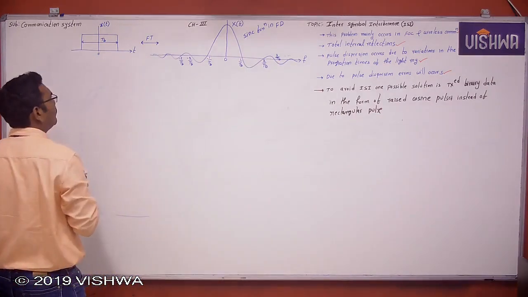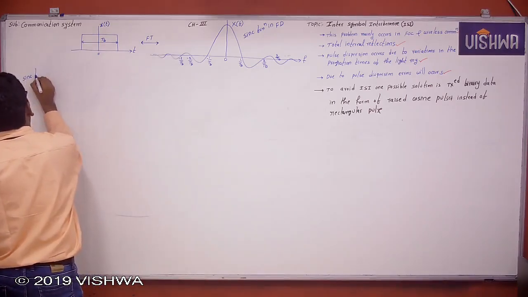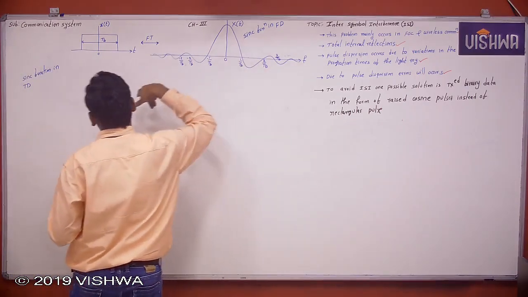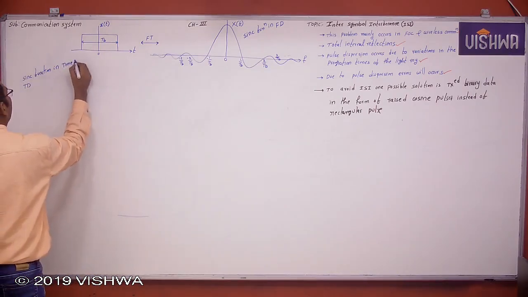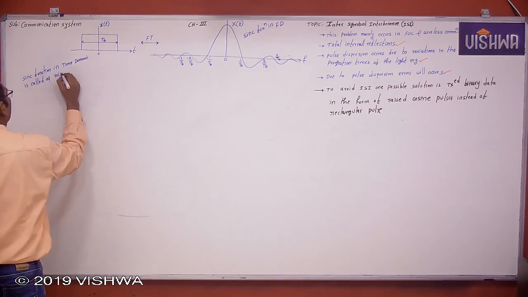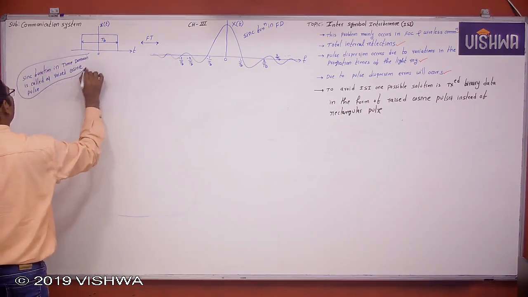I want the same pulse in time domain. Now what is the meaning of that? If you want the same pulse in time domain, can I say like this? Sinc function in time domain. Yes, the same sinc function, but in time domain. The sinc function in time domain is called a raised cosine pulse.